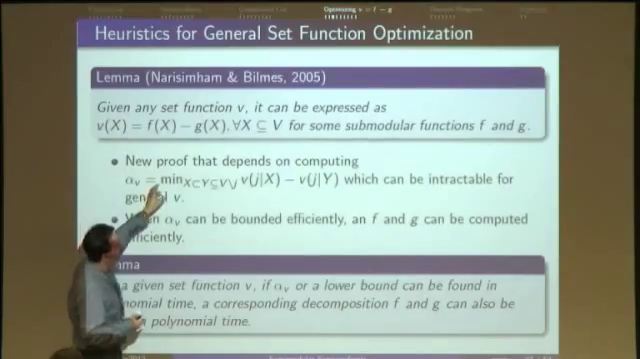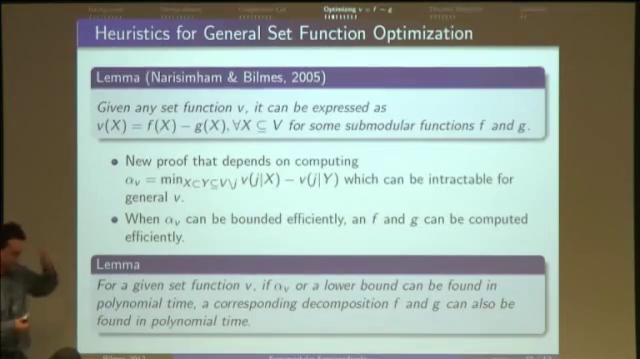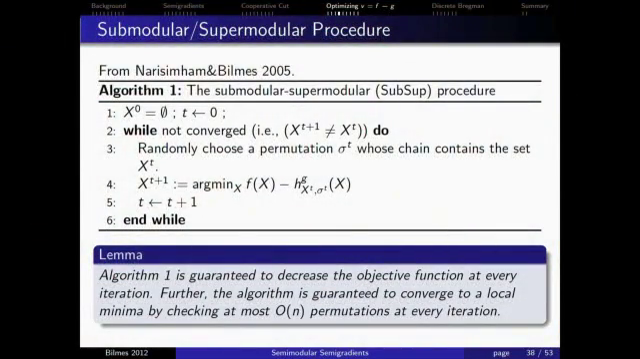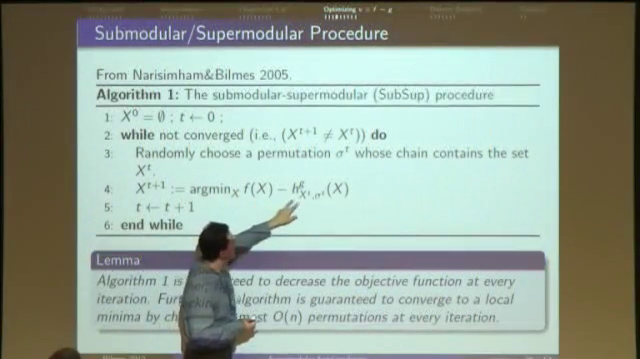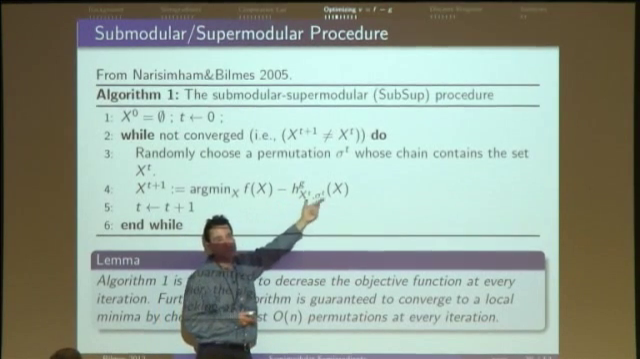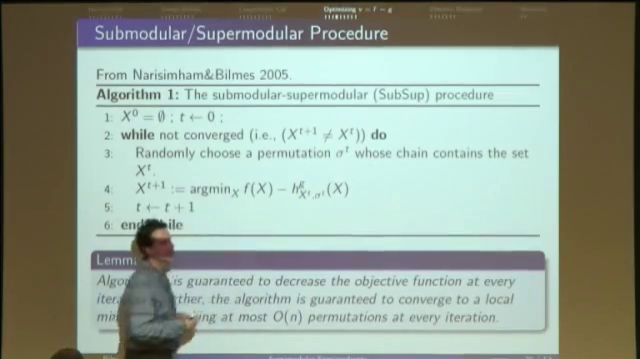So, in 2005, we first of all showed that any function can be represented as the difference between submodular functions. And we developed this algorithm, which was a form of majorization minimization algorithm, where we take the function f minus g, and we replace g. We want to minimize this function, so we replace g with its modular lower bound, which basically makes this whole thing an upper bound, and then we iteratively optimize this thing.